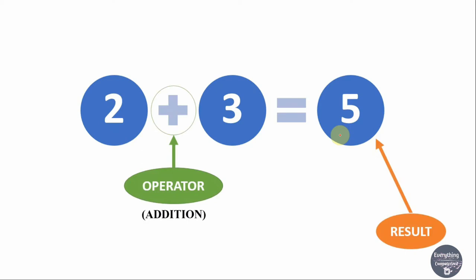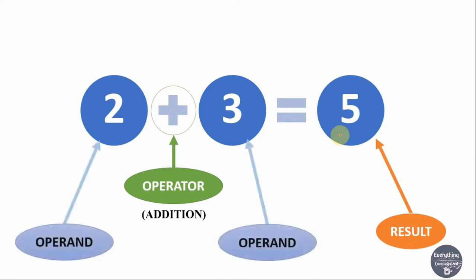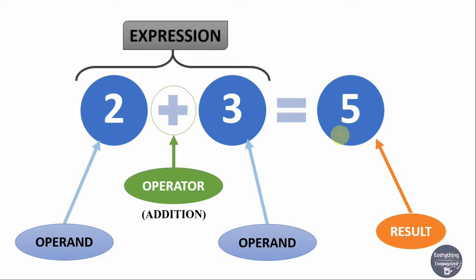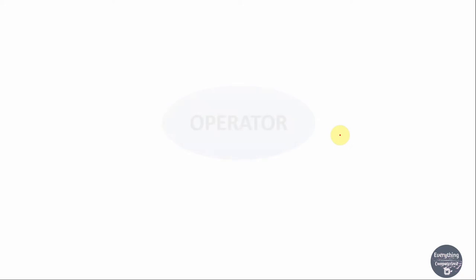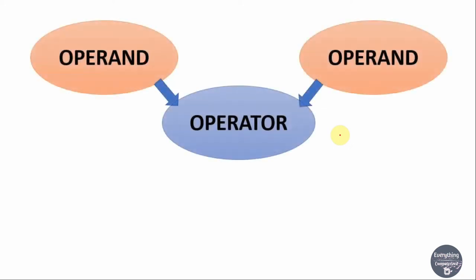The values on which the operators work are called operands. So in 2 plus 3, 2 and 3 are called operands on either side of the operator plus. Also, the combination of the operators and its operands is known as an expression. So, in 2 plus 3 is equals to 5, 2 plus 3 is called the expression which has the value 5. Hence, operators operate on operands to give result. I think you have understood what operators and operands are.